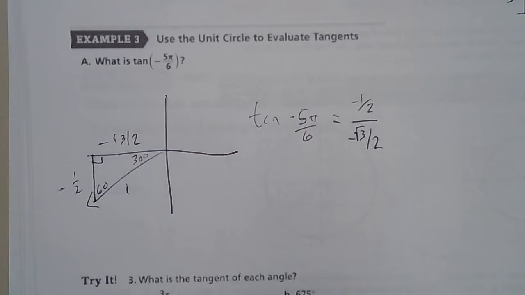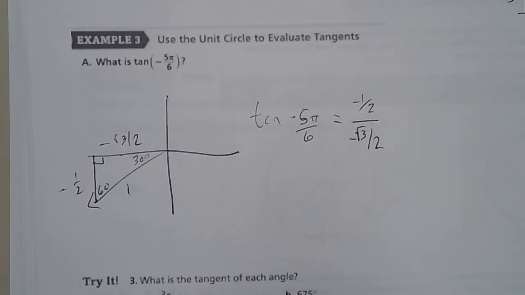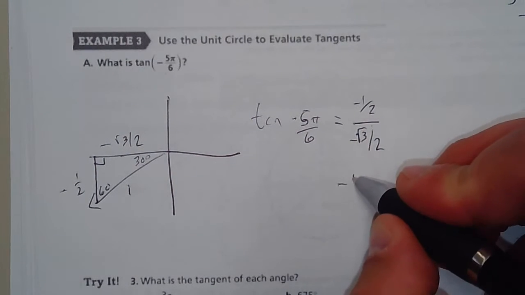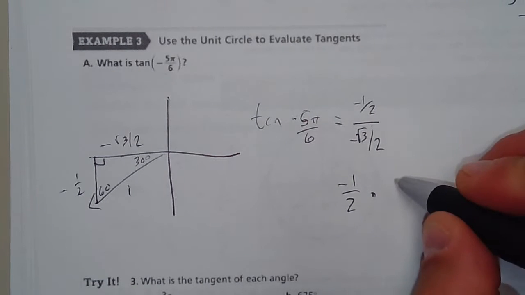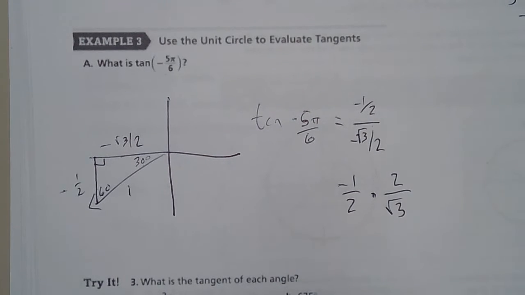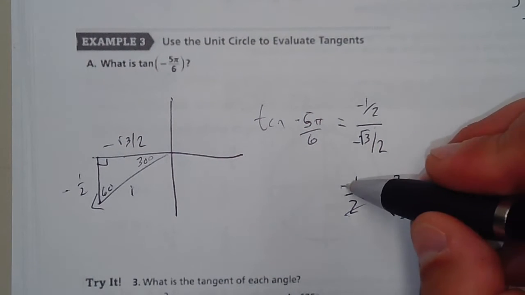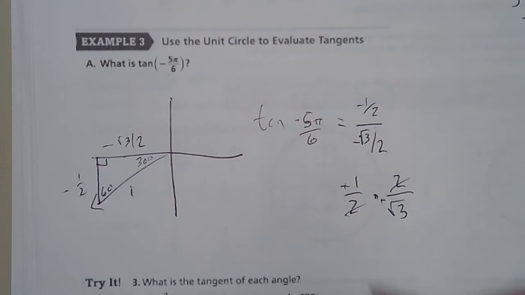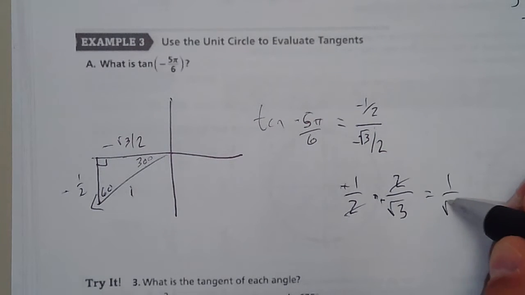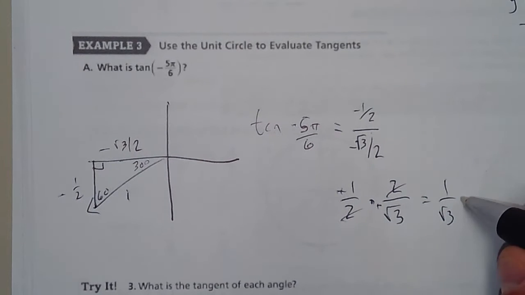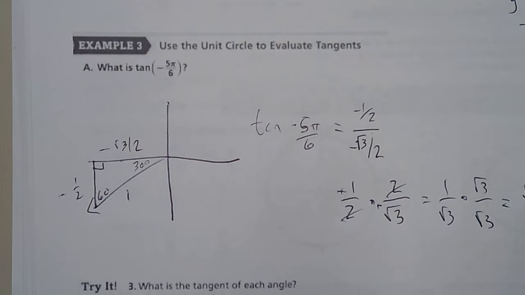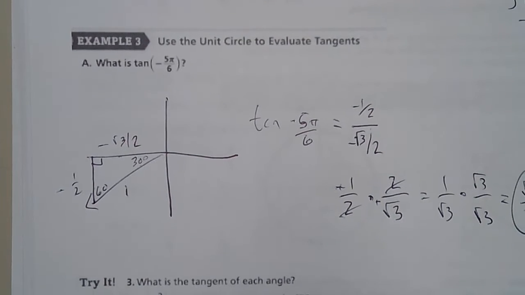Okay, so dividing fractions. The shortcut for dividing fractions is that instead of dividing by this fraction, you multiply by its inverse. So think of it this way: you've got negative 1 over 2 times 2 over root 3. In that case, the 2's will cancel each other out, and the negatives will cancel each other out, so it becomes positive. And we have 1 over root 3, which we've played this game before. If you've got a root in your denominator, rationalize it. So that's going to be root 3 over 3, and that's going to be our value. There you go.